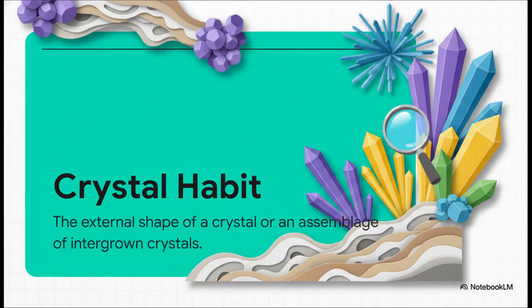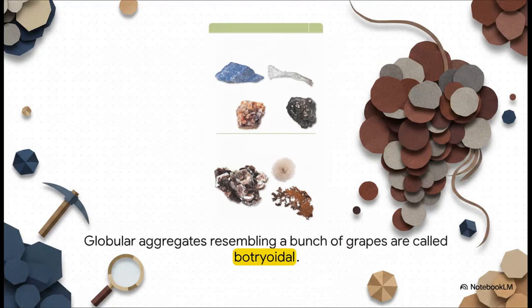Now, zooming out a bit from the underlying geometric system, we have something called crystal habit. This is the geologist's descriptive term for the overall physical appearance and growth pattern of a specimen. Basically, the external shape of a crystal or a grouping of intergrown crystals. So while the microscopic unit cells and the crystal system lay down the underlying rules, the habit is what the mineral actually ends up looking like, heavily influenced by the environment it grew in. Let me show you just how wild these habits can get.